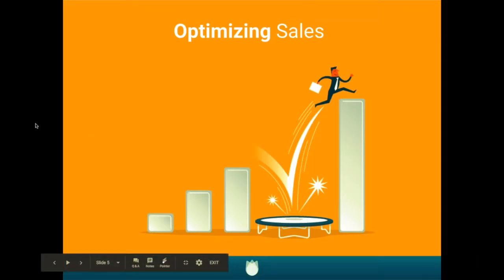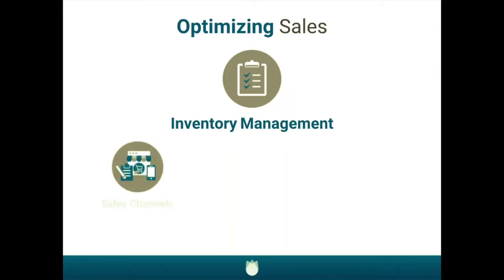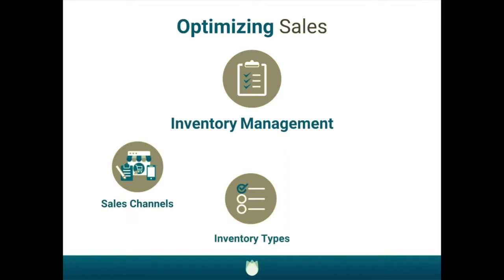So the first point I really want to talk about on optimizing the sales is really inventory management. Why am I bringing this up today? Because in order to really optimize the sales, we really need to take into account our inventory management, right? Along with that goes the sales channels. So as we have a proper management of the inventory, we can really focus a lot on the sales channels, taking also into account the inventory types, right?